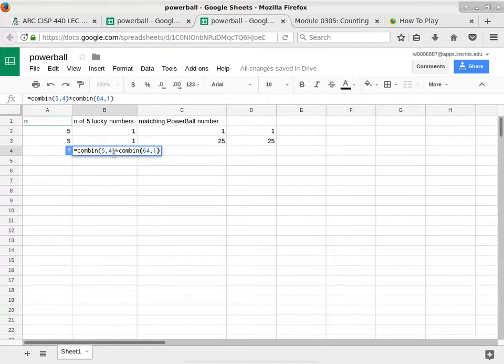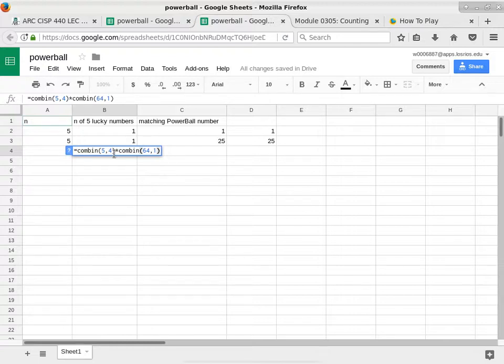Why are you subtracting 5 instead of 4? Okay, so the way to look at this is graphically: you say there are 5 lucky numbers. 1, 2, 3, 4, 5. And these are your lucky numbers. And then on the other side, you have a whole lot more.